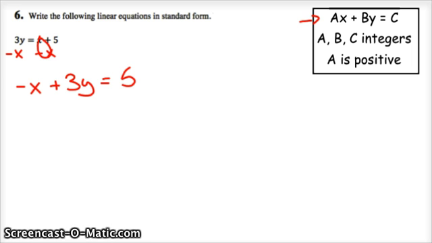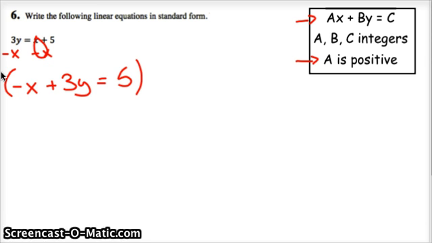However, my leading coefficient, the a term in front of the x, is negative currently. And we need to make sure a is positive. So, to make a positive number out of a, I'm going to multiply my entire equation by negative 1. And then I'm going to distribute that into every one of my terms.